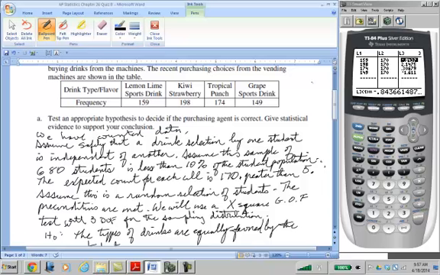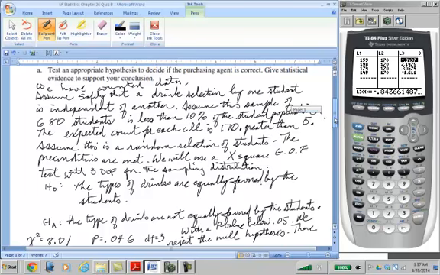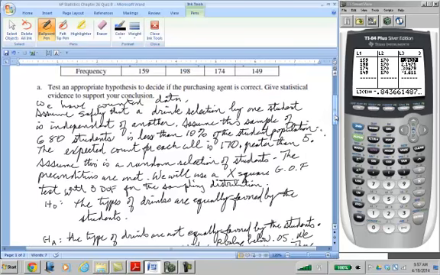So I'll write it on here. It's actual minus expected divided by the square root of the expected. So what I did here was open parenthesis L1 minus L2 divided by the square root of L2.